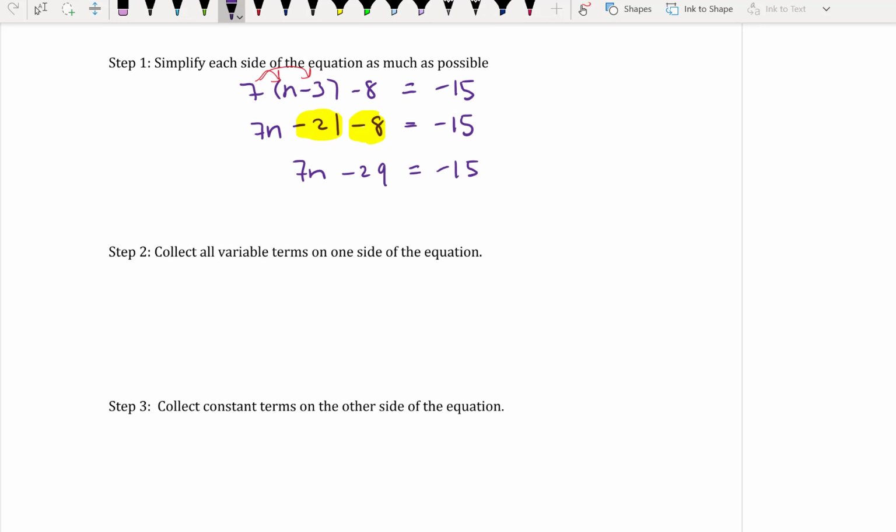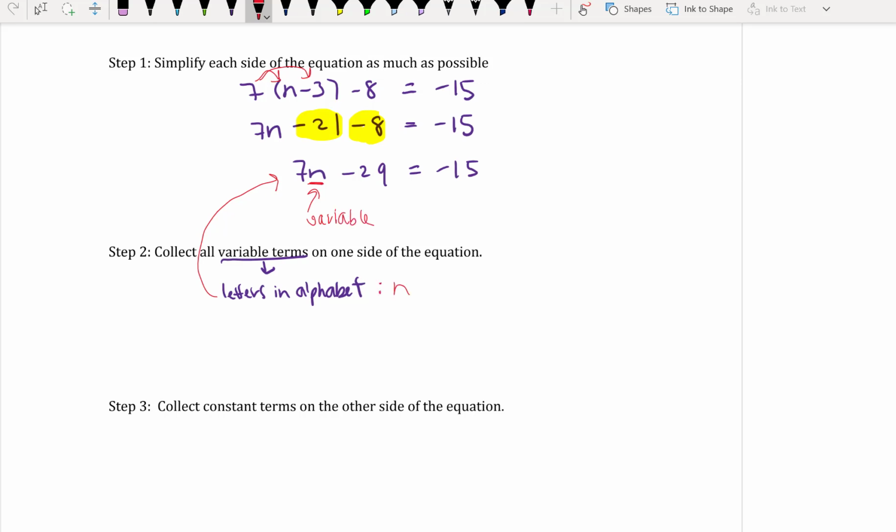So now that we're here, step number 2 says collect all variable terms on one side of the equation. So what are these variable terms? These variable terms are all the letters in the alphabet. And in particular, if we're looking at the equation above, that letter here is n. That would be the variable. So my variable here is n.